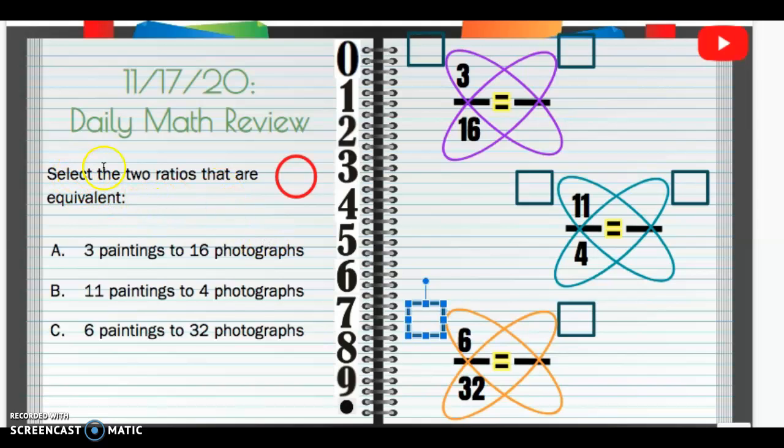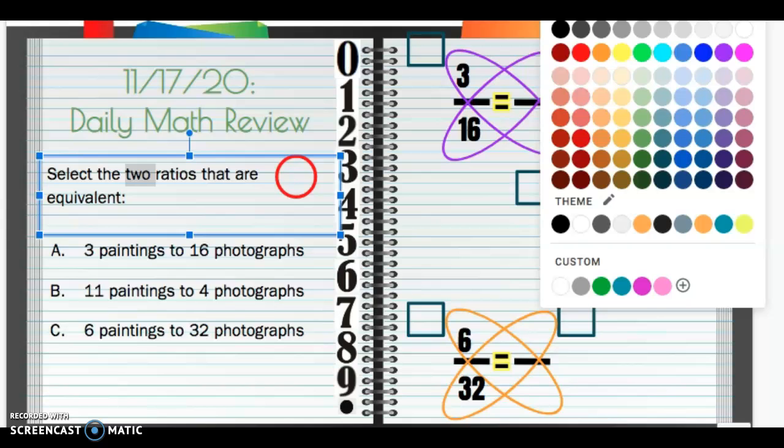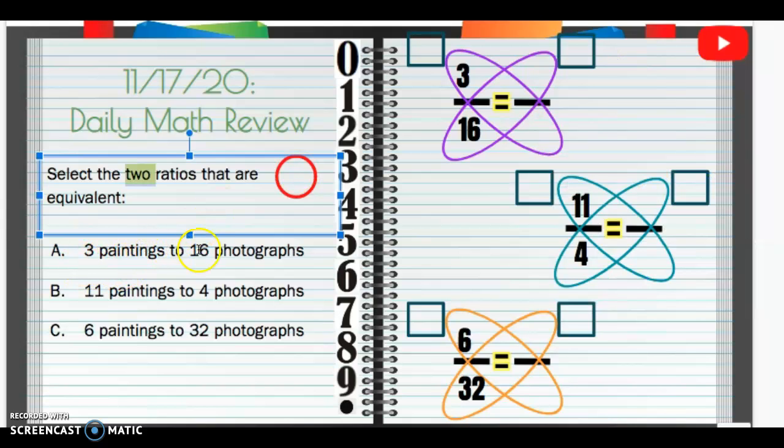Okay, so for DMR today, it says select two ratios that are equivalent. Okay, so you're going to be picking of these 3 paintings to 16 photographs, 11 paintings to 4 photographs, 6 paintings to 32 photographs. You're going to be picking which ones are equal, meaning equivalent.